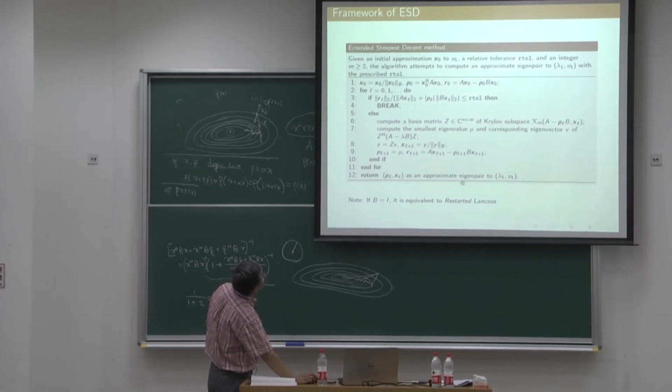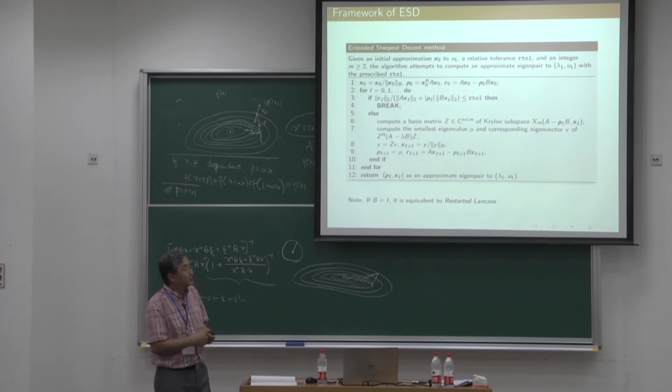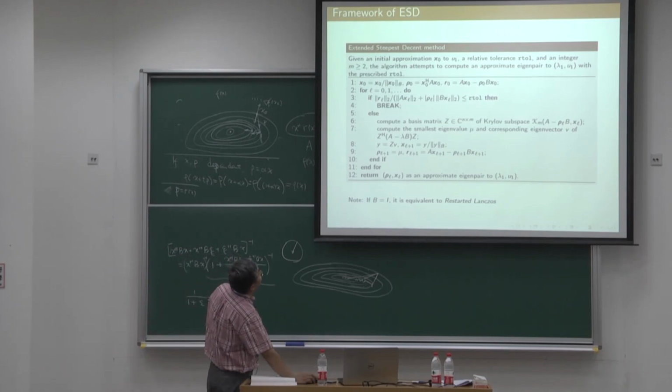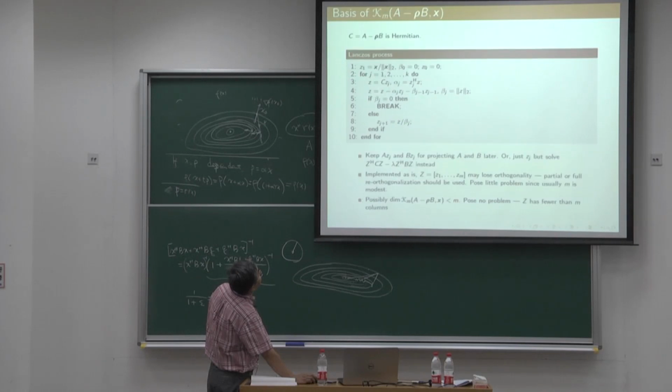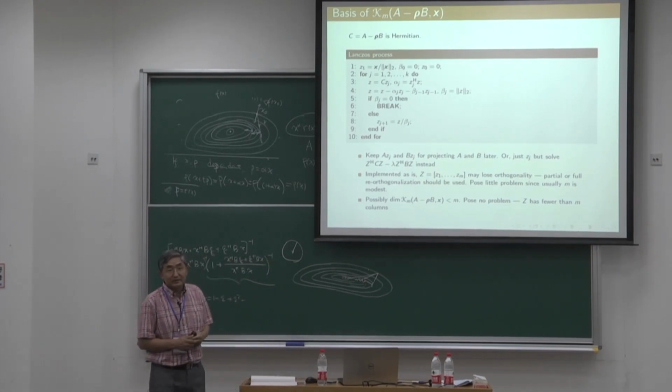Okay, everything else is the same. One comment here: if B equals identity, it is A minus rho I. The Krylov subspace is basically the same as the Lanczos subspace. So this has become a restarted Lanczos. Then you have to compute the basis. This one can be done with Lanczos.